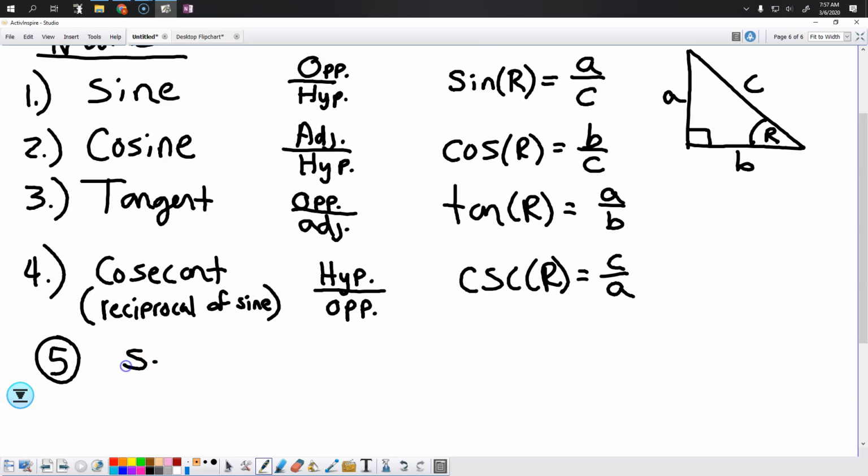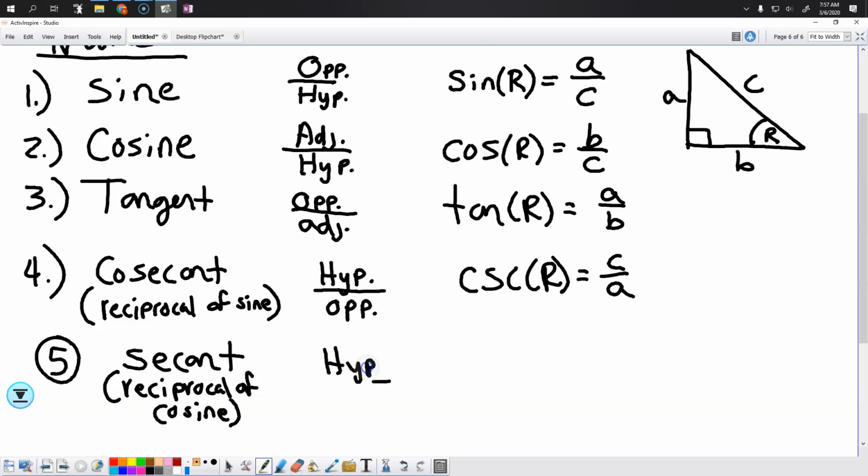Next we have secant. Secant is the reciprocal of, what do you guys think? Cosine. It's the reciprocal of cosine. So it's going to be what over what? Hypotenuse over adjacent. And here's how you write secant. It's SEC, R, and cosine was B over C, so secant is C over B.